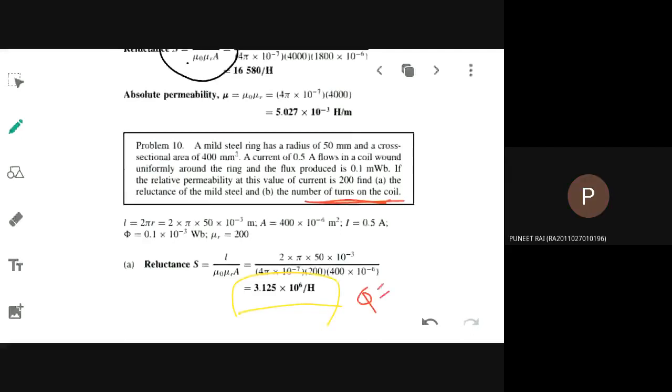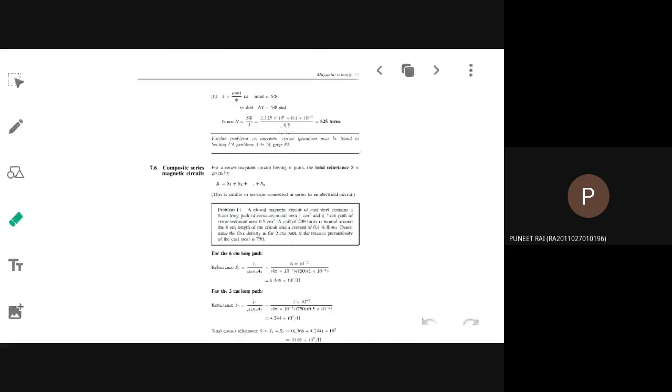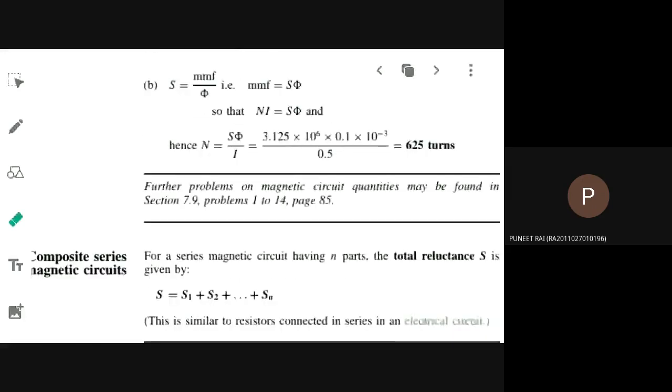52,500. Let me check. 625 turns they have given. Check. 625 turns is the right answer.